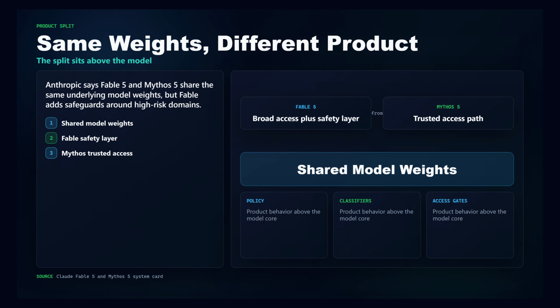Anthropic says Fable 5 and Mythos 5 are two configurations of a new large language model. The important part is that Fable 5 has the same underlying model weights as Mythos 5. But Fable adds safeguards around high-risk areas like cybersecurity, biology, chemistry, and model distillation. So, same model does not automatically mean same user experience.